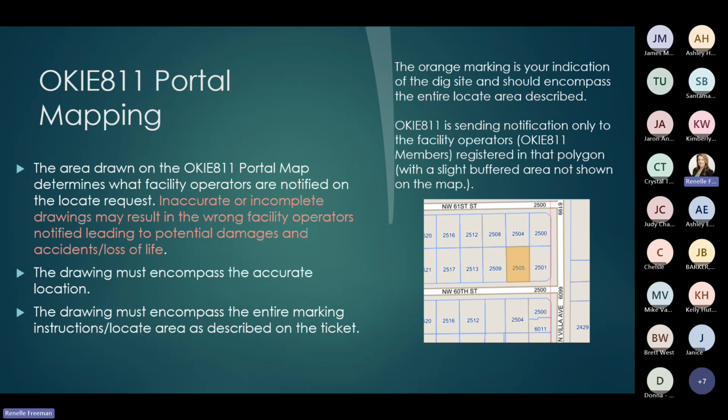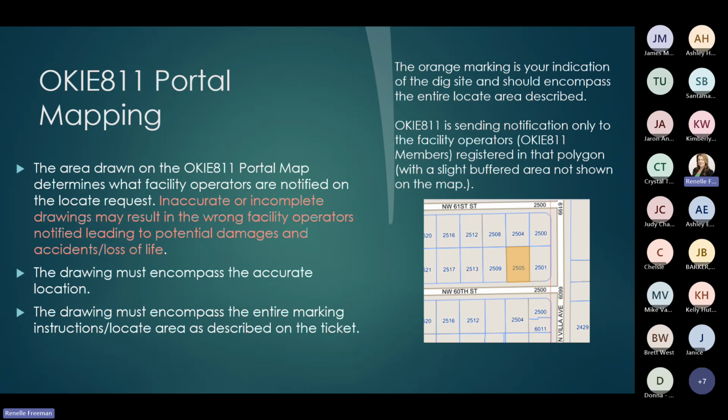So even a small discrepancy in the drawing on the map can affect who's notified. So just be sure to provide that accurate information. Inaccurate or incomplete drawings can result in the wrong facility operators being notified and can lead to those potential damages and accidents or loss of life even.